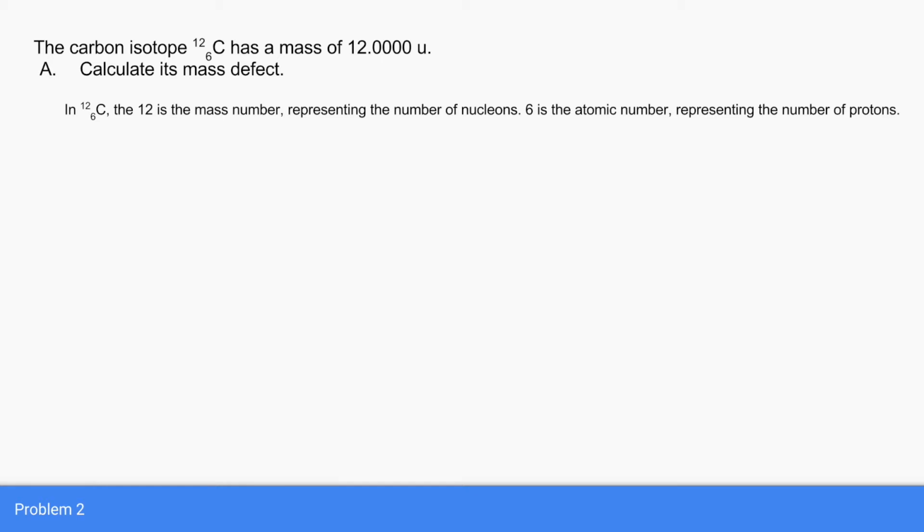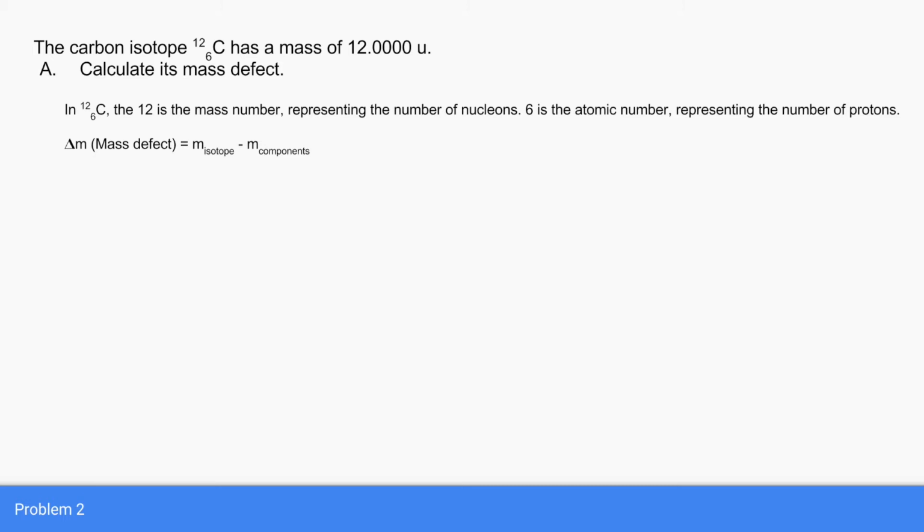Okay, so for the second problem, we're given a carbon isotope and told it has a mass of 12 atomic mass units. And we're first asked to calculate the mass defect. So looking at this isotope, we see that it has 12 nucleons from the mass number there, and we see that it has 6 protons from that atomic number. So if there are 6 protons and 12 nucleons total, there must be 6 neutrons.